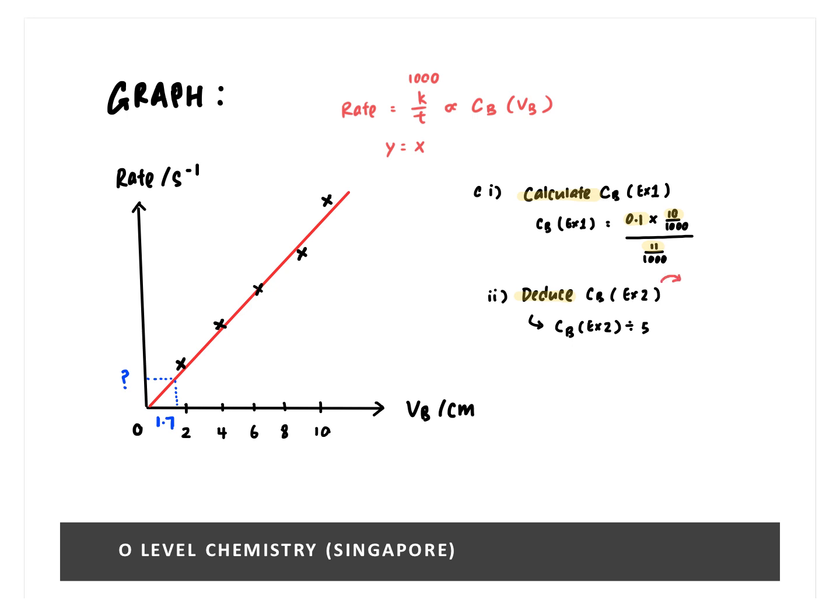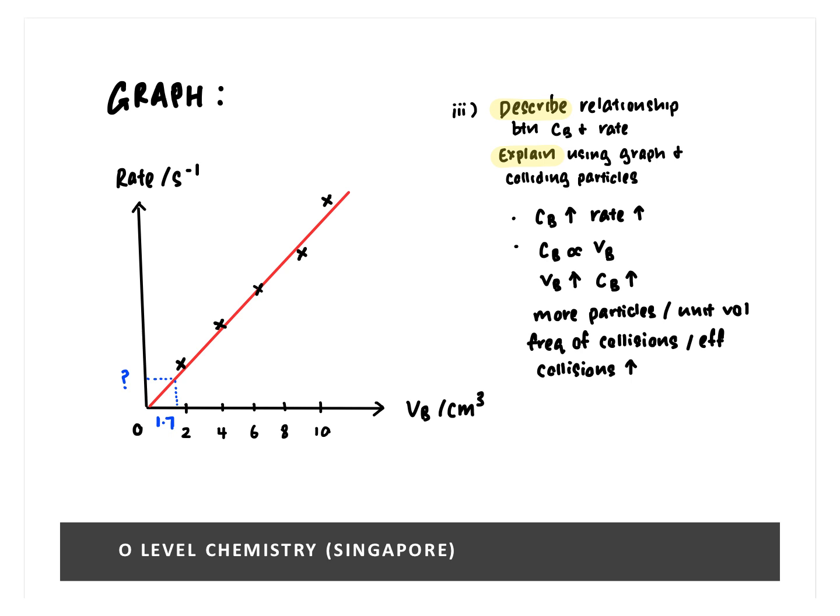So over here, the logic is this, that in experiment 2, we are using 2 centimeter cube of B, and that is 1 over 5 times of the initial volume in experiment 1. Okay, and since the total volume is the same, your concentration of B is actually proportional to the volume of B used. And in this case, since it's 5 times lower, you just need to take your answer in part 1 and divide it by 5 to deduce the concentration of B in experiment 2.